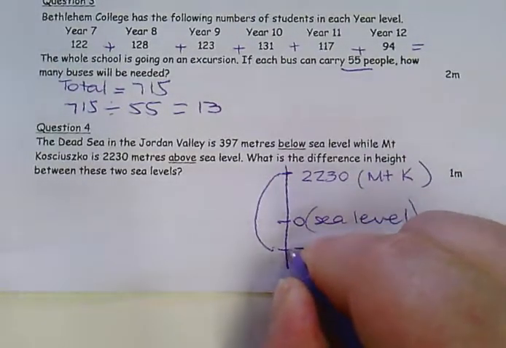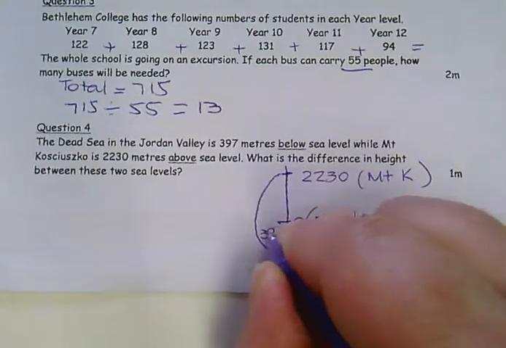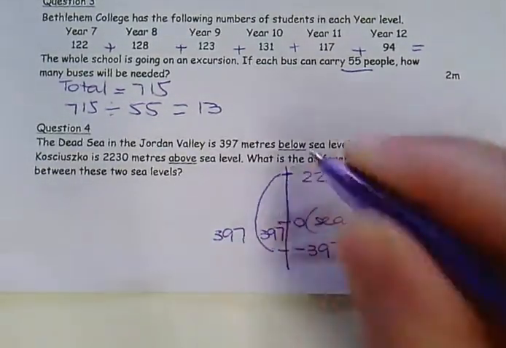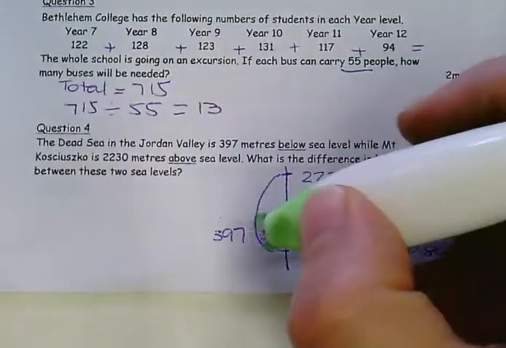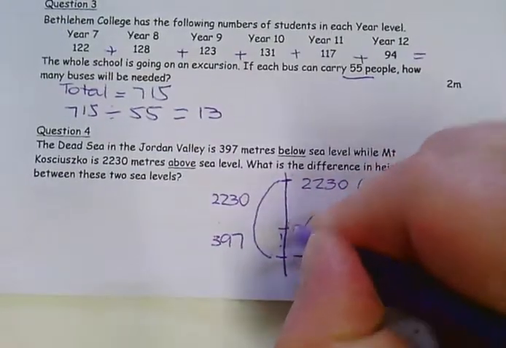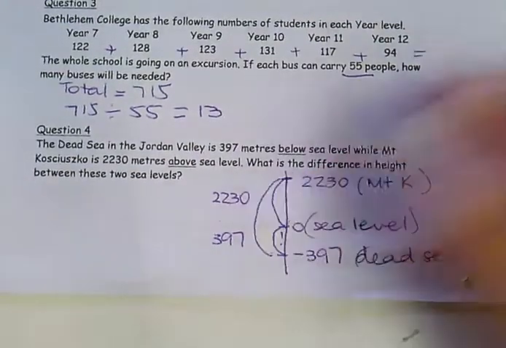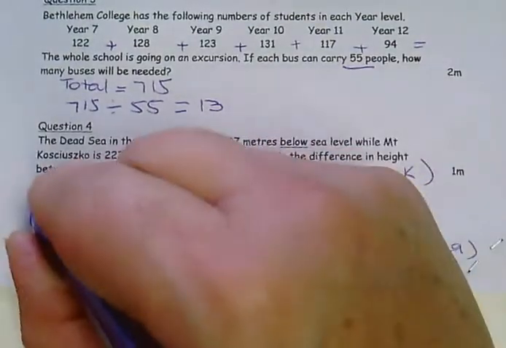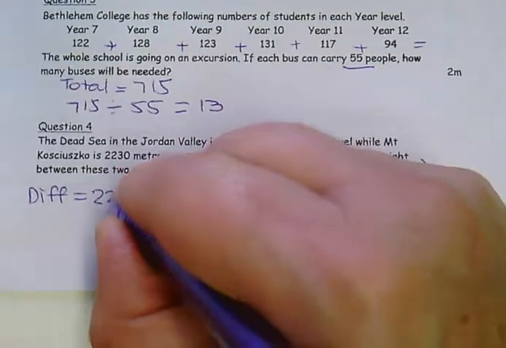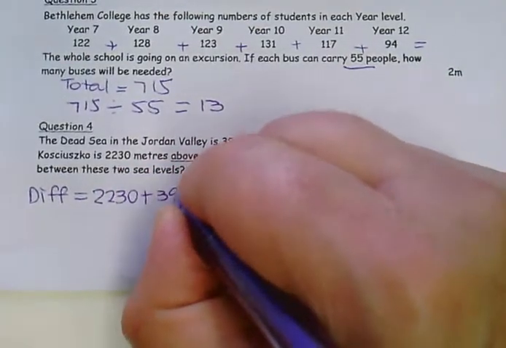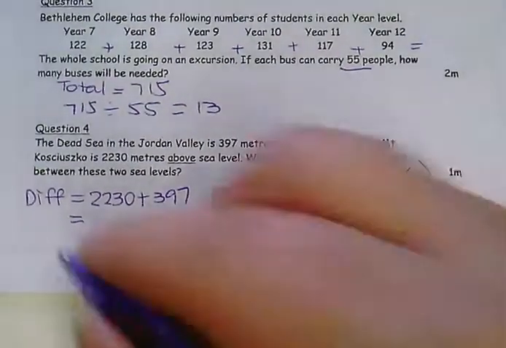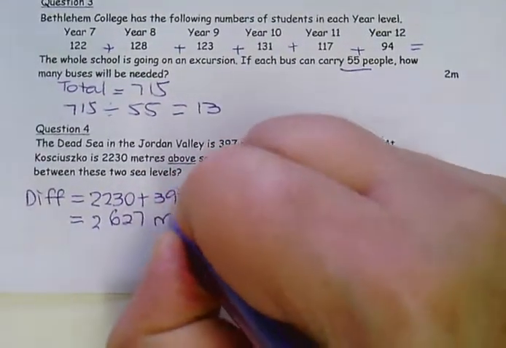The difference from -397 to 0 is 397 meters. I'll just put that there. And the difference from 0 to 2,230 is 2,230 meters. That's the jump. So we're jumping from there to there and from there to there. So therefore, the difference, we have to add these two amounts together, is 2,230 plus 397, which is 2,627 meters.